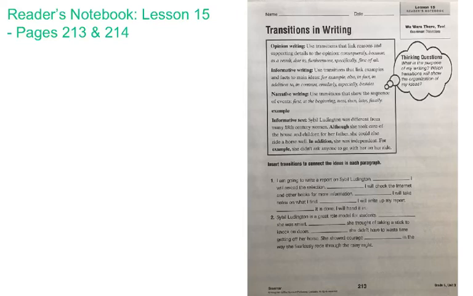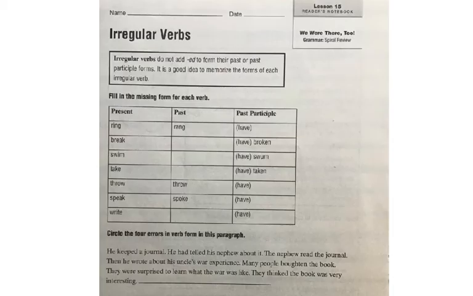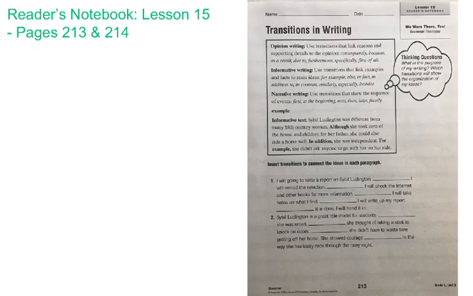Good morning, class. Today we are working on Lesson 15, Reader's Notebook, pages 213 and 214. We're continuing working with transitions, and we are also going to talk again about irregular verbs. This is our fourth time visiting irregular verbs this year. So we're going to be looking at irregular verbs again and transitions in writing.